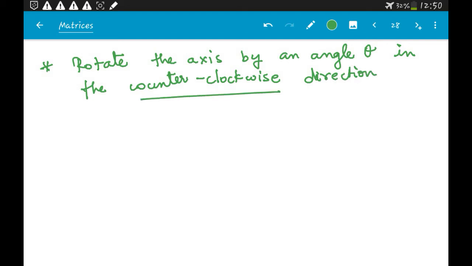Okay, so we are rotating the axis now. We are not rotating the vector. The vector stays where it is, but we are rotating the axis. So let's look at what it means.